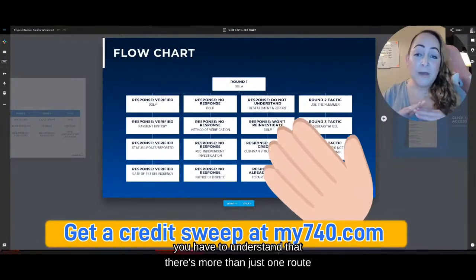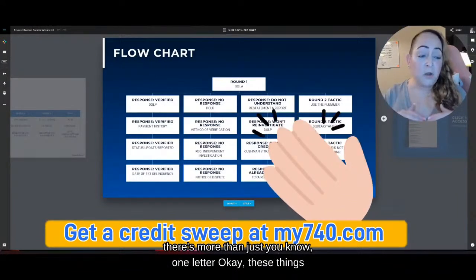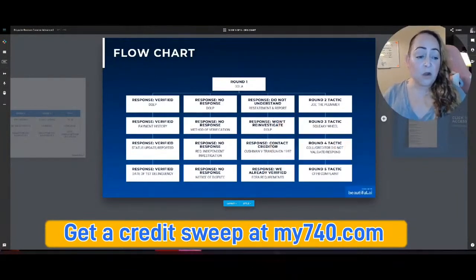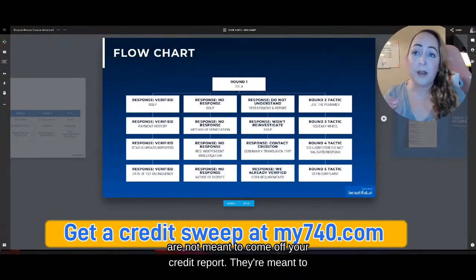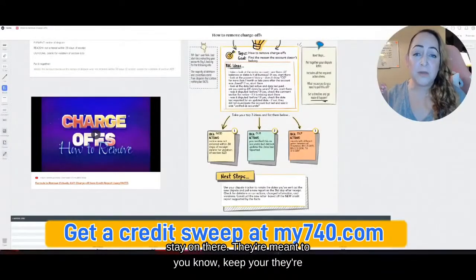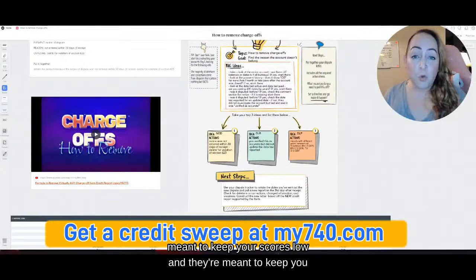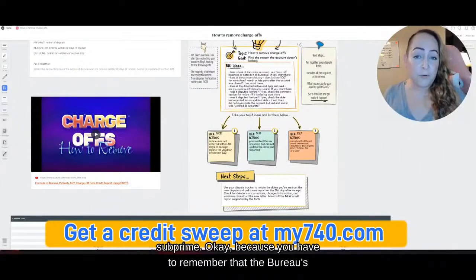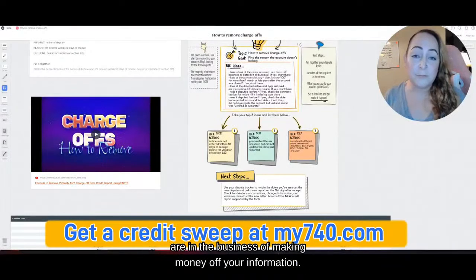Now, again, you have to understand that there's more than just one round. There's more than just one letter. Okay. These things are not meant to come off your credit report. They are meant to stay on there. They're meant to keep your scores low, and they're meant to keep you subprime, okay? Because you have to remember that the bureaus are in the business of making money off your information, all right?